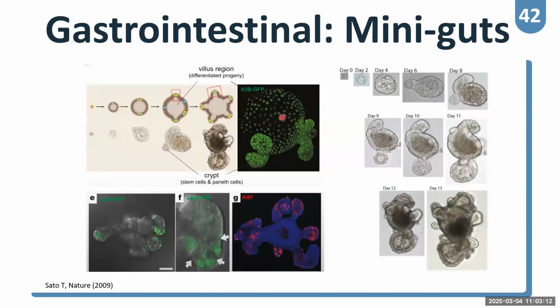Okay, just to show to you, it is a mini organ. So it mimics the original structure from the patient. For example, intestinal, you will see they have the structure like the crypt like this, and also you can see they have the budding out.